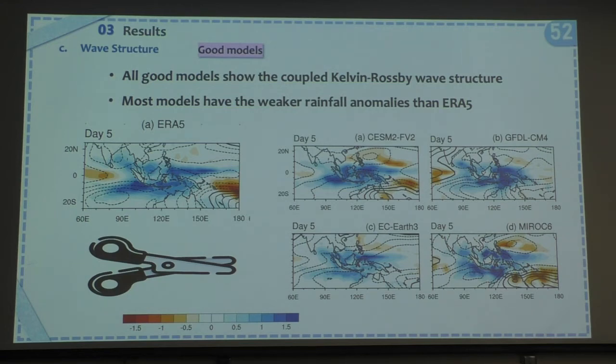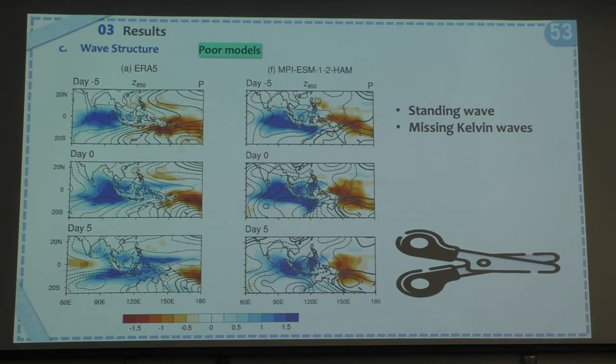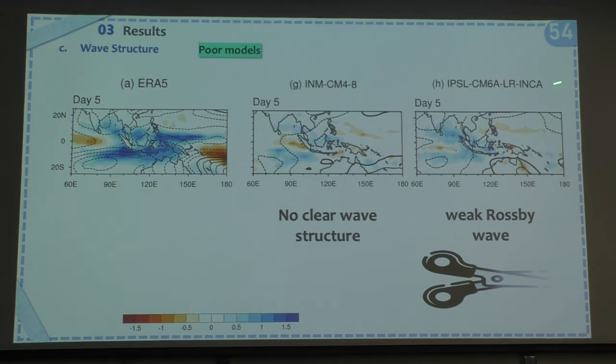Something interesting in the poor model. This poor model shows a standing wave, which means the convection appears, develops, and dissipates in the same position. So that is a standing wave. And the Kelvin wave is missing in this poor model. Another poor model, this one can show a clear wave structure. And here, they only have a weak Rossby wave gyre.